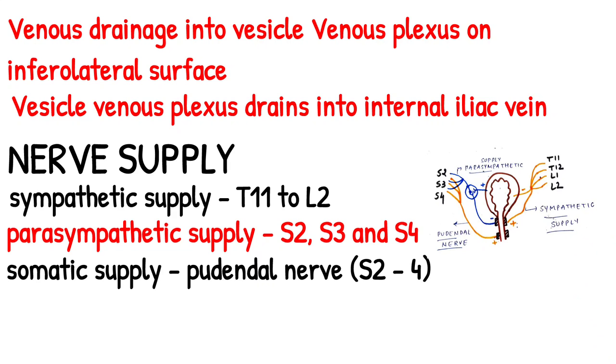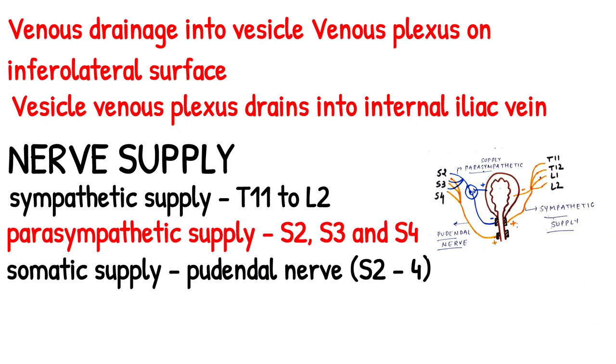Now coming to the venous drainage of the urinary bladder. The urinary bladder drains all its blood into the venous plexus, which is present in the posterior ligament, and this plexus again drains all the blood into the internal iliac vein.